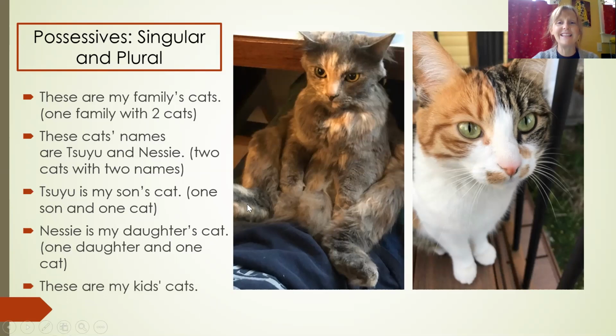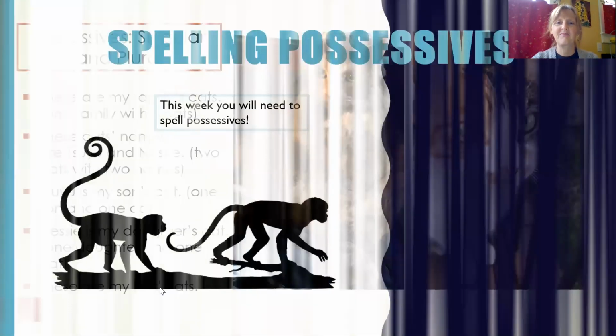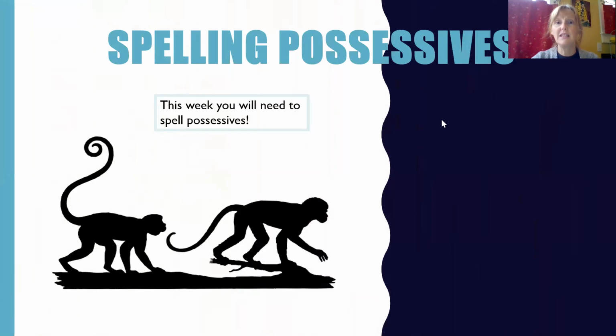These are my kids' cats. So again, I do have two kids. You've been following along, right? And that means I'm going to write out the word kids, K-I-D-S, first. First, I'm going to think about plural before I think about possession. So I'm going to write kids, and then I'll put the apostrophe after to show possession. So this week, you are going to need to learn to spell the possessives. So we're really going to want to learn these rules.